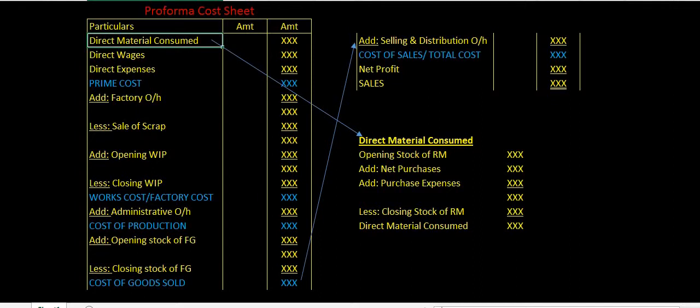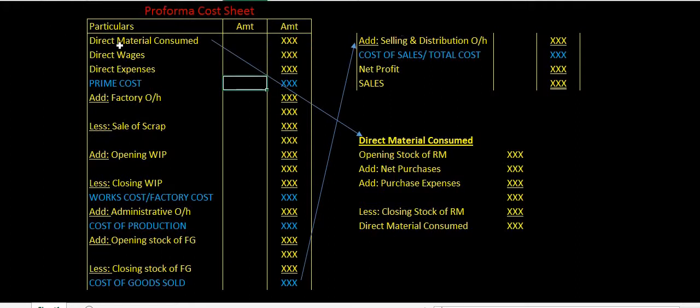Remember, the cost sheet starts with three direct items: direct material consumed plus direct wages plus direct expenses. When these three items are added up, what we get is called our prime cost. That's our first major head.